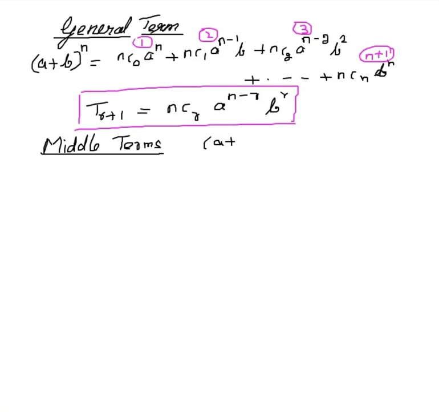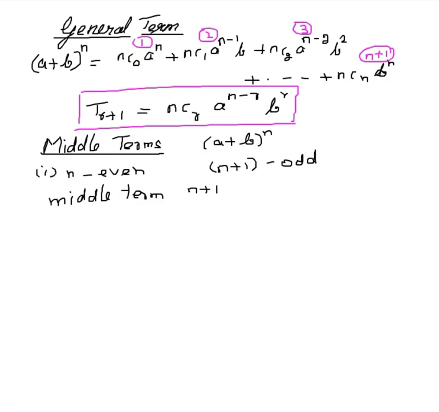In the expansion of (a + b)^n, if n is an even number, we will have n + 1, an odd number of terms in the expansion. If we have an odd number of terms, we will have one middle term. So it is the (n+1)/2 th term that will be the middle term, which is the (n/2 + 1)th term.